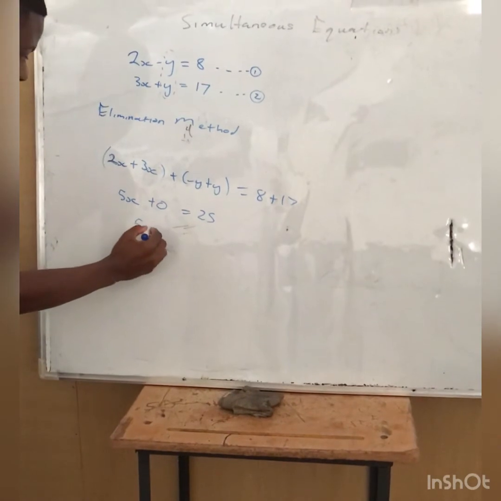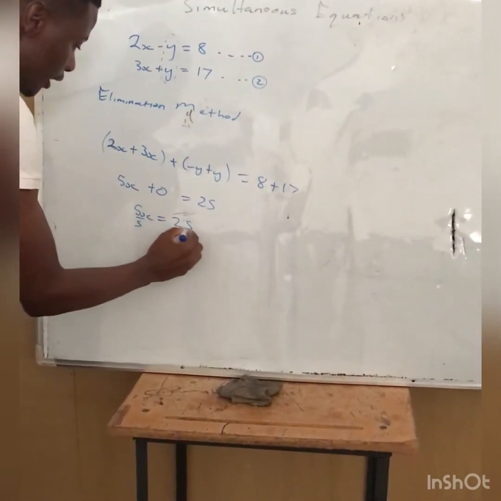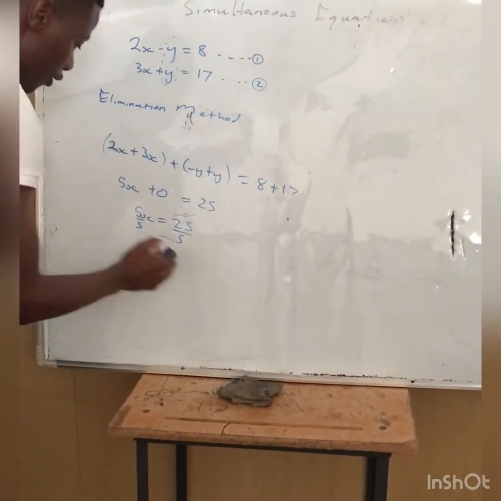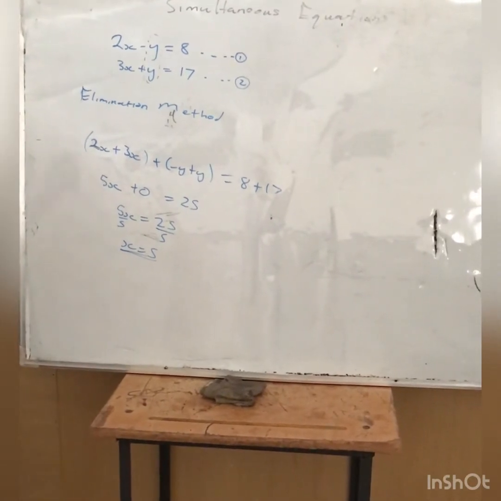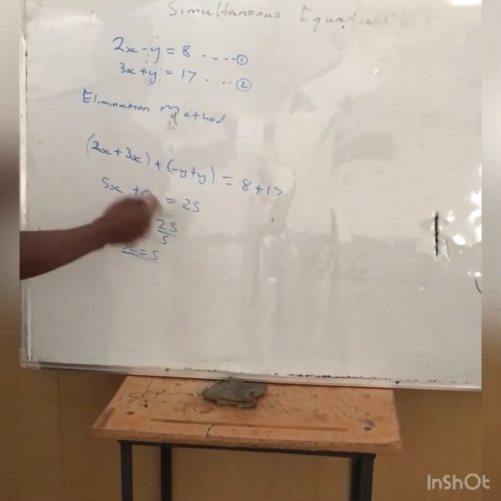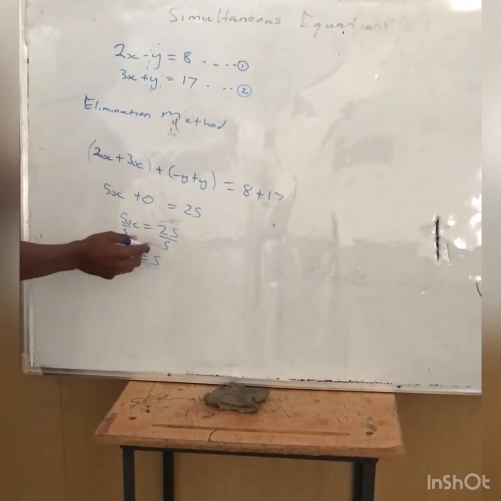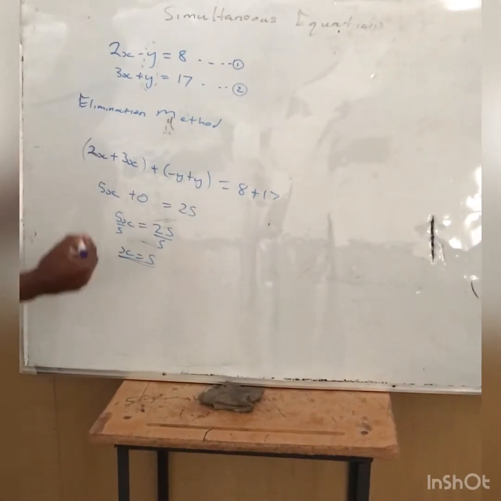So on my left hand side, I'll remain with 5x is equal to 25. Therefore my x is equal to 5. I've managed to get my x using the elimination method. After you get the first variable, the next step, you can simply substitute the value for x in any of the equations of your choice.